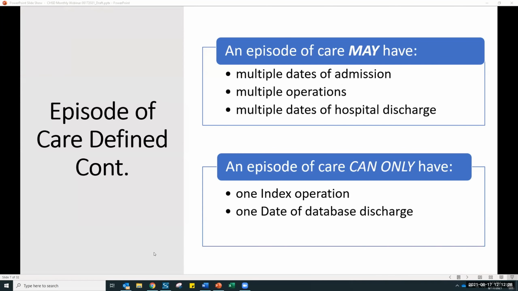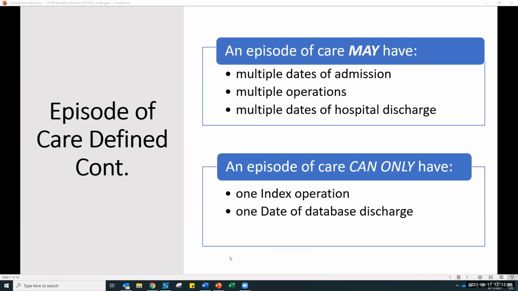So what is then the episode of care? What we just learned on the previous slide and in the definition is that an episode of care may have multiple dates of admission to the surgical center. You may have multiple operations during any one of these hospitalizations, and you may have multiple dates of hospital discharge. However, an episode of care can only have one index operation and one date of database discharge.